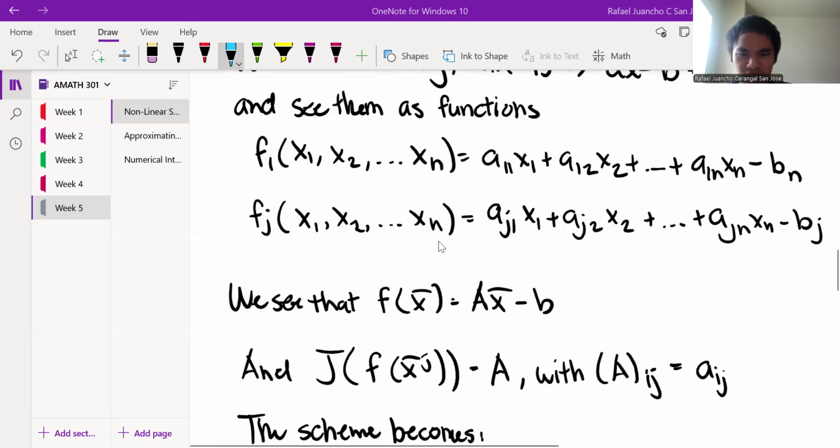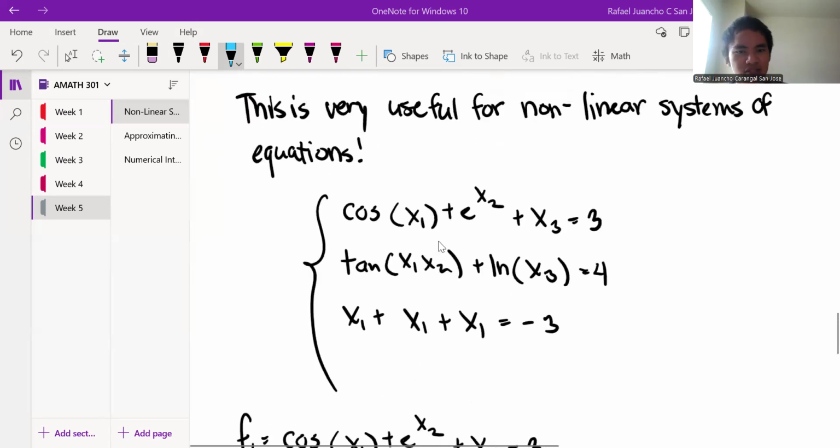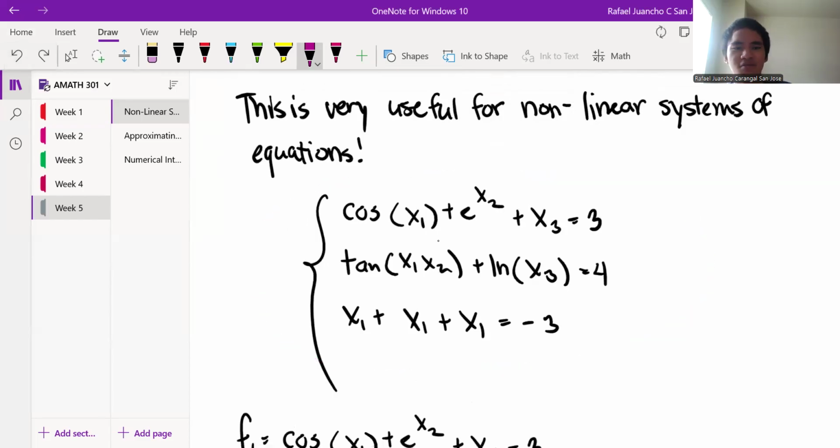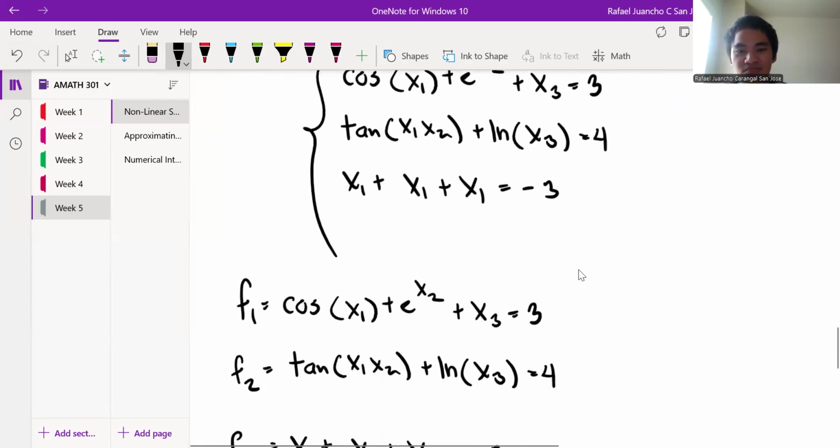So let's say something like this, right? This one is definitely not a linear system. And so how do we solve that? How do we find x1, x2, and x3? Right? That's the thing that we're trying to get. I mean, those are the things that we're trying to get. So how do we do this?